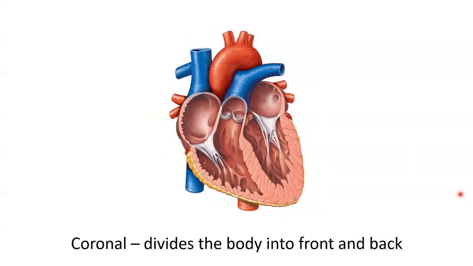Here we have an image of a heart in the coronal plane. So it's dividing the heart into a front or anterior and back or posterior section. This view allows us to see inside the heart and see those four chambers nice and clearly.